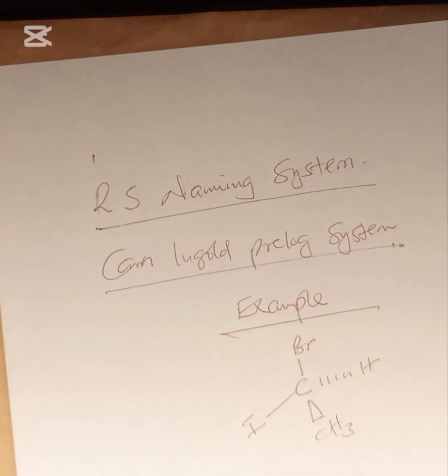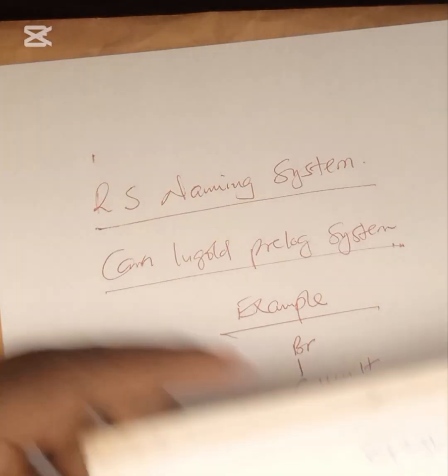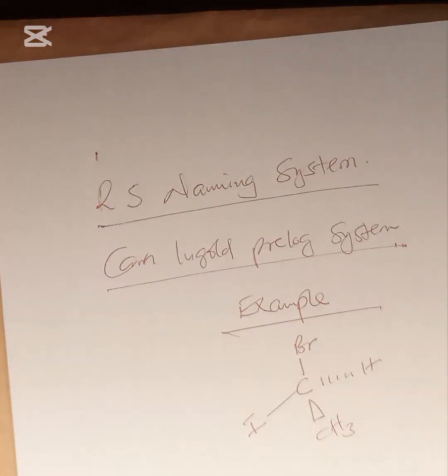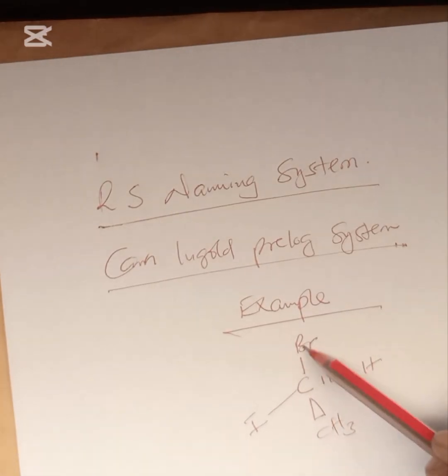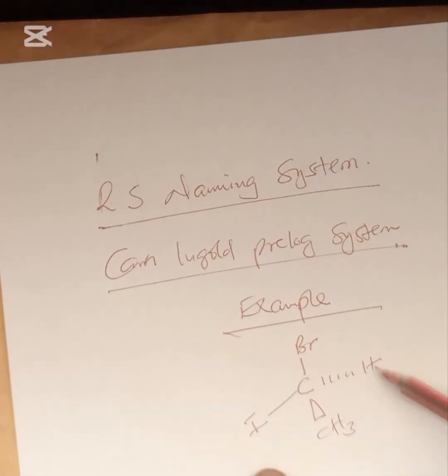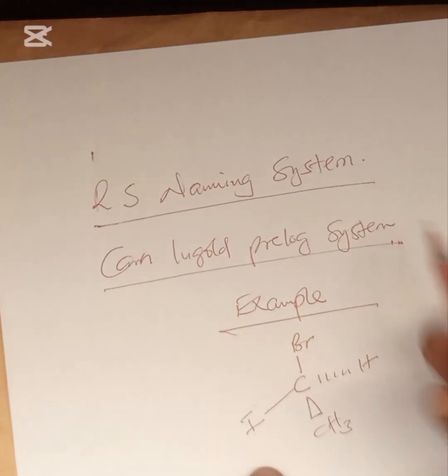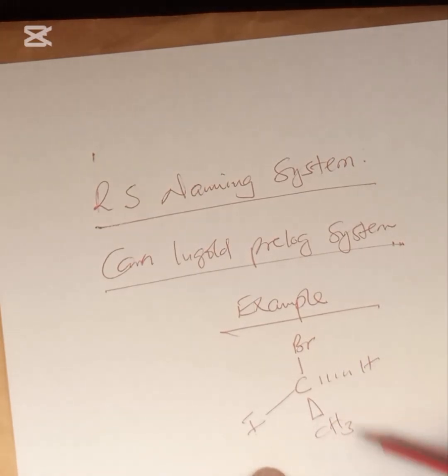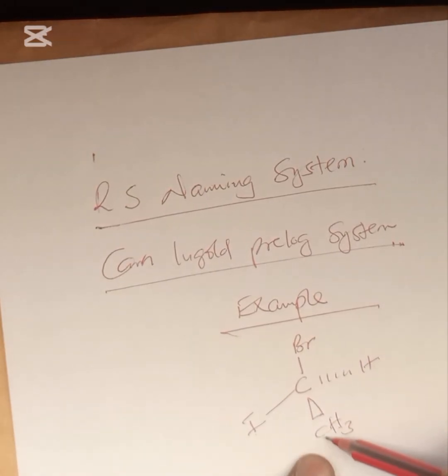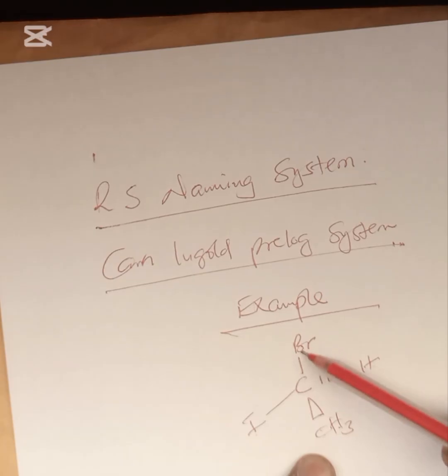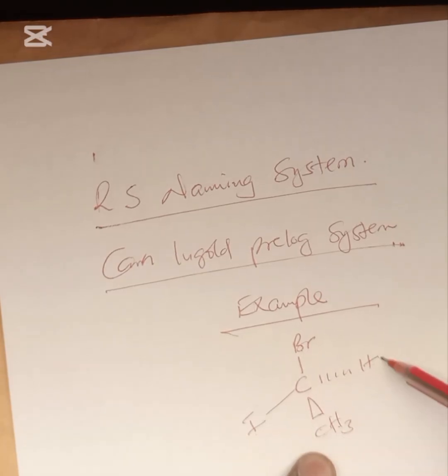So that you understand and so that you see which element has got the highest number. In this case, I have mine here. Remember that the elements that you have here are bromine, iodine, hydrogen, and you also have a substituent. You also have a group here, which is a methyl group. In this case, we are considering carbon, which is connected to this carbon here. So it's carbon to carbon. Among the four, bromine, iodine, carbon, and hydrogen, which one has the highest atomic number?